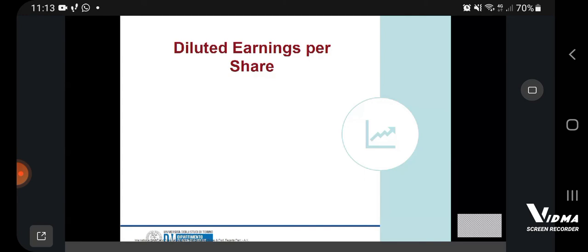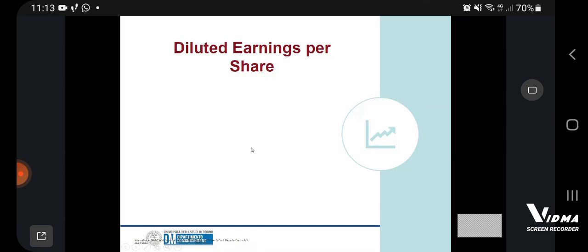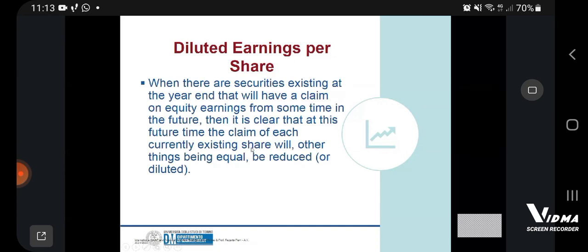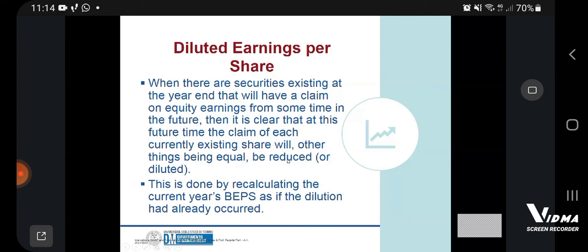So let's first go over what the standard requires. As we said, when we have securities that will probably have a claim in the future on the equity, then we have to calculate the dilutive effect. This is done by recalculating the basic earnings per share, taking into consideration the dilutive effect of each of the classes of potential ordinary shares, because we may have more than one of them at a certain time.